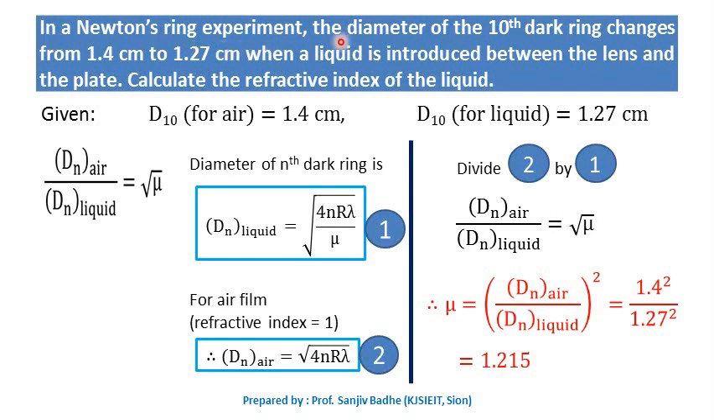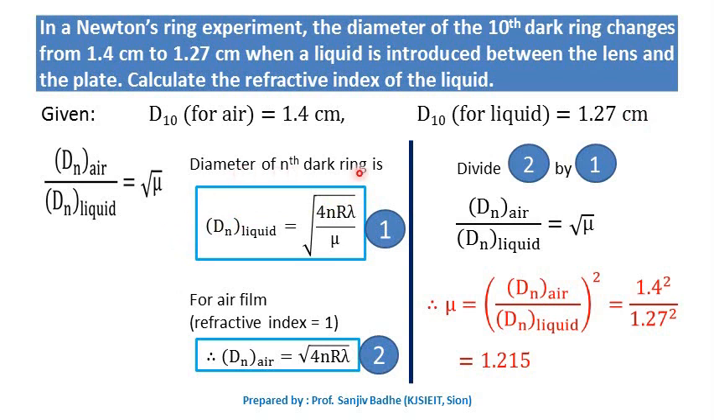In a Newton's ring experiment, the diameter of the 10th dark ring changes from 1.4 centimeter to 1.27 centimeters when liquid is introduced between the lens and the plate. Calculate the refractive index of the liquid. So here, with air film enclosed between the plane surface and the spherical surface, the diameter of the 10th dark ring is equal to 1.4 centimeter, and when this air is replaced by liquid between the plane surface and spherical surface, the diameter of the 10th dark ring becomes 1.27 centimeters. We are asked to find out the refractive index of this liquid.